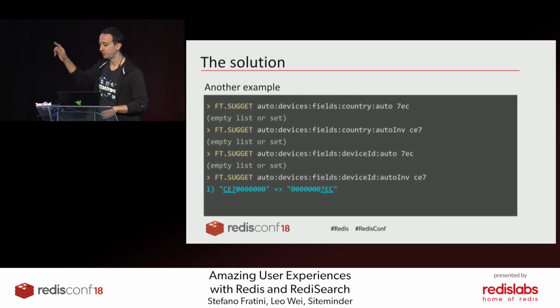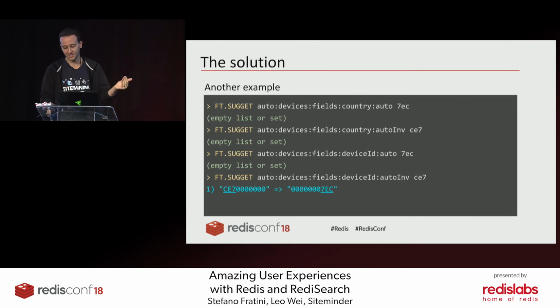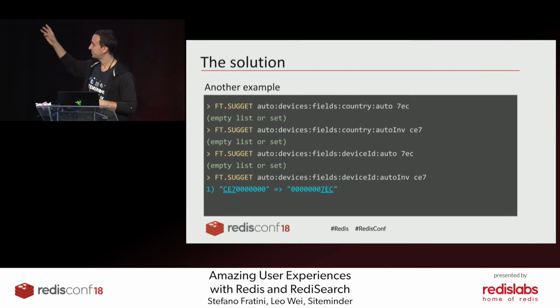Let's look at another example, a little bit more complicated. If the user has typed 7EC, most likely the user was actually looking for a device ID, okay? By the way, there's no need to take photos. I'll try and put these online, so hopefully they'll be available. What happens is that the first three queries will return no results as expected, but the fourth one will match.